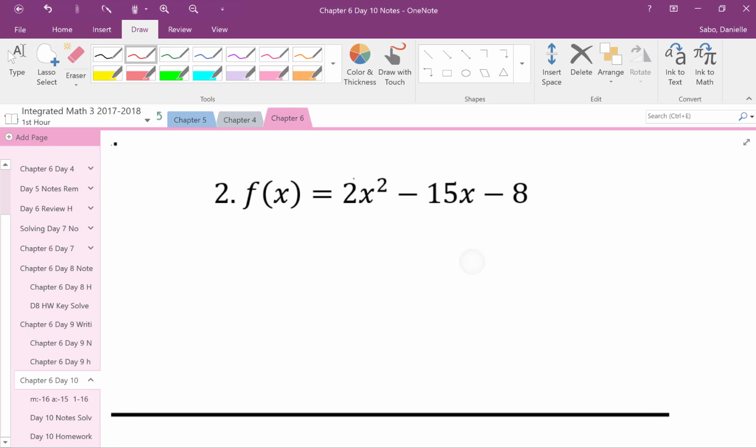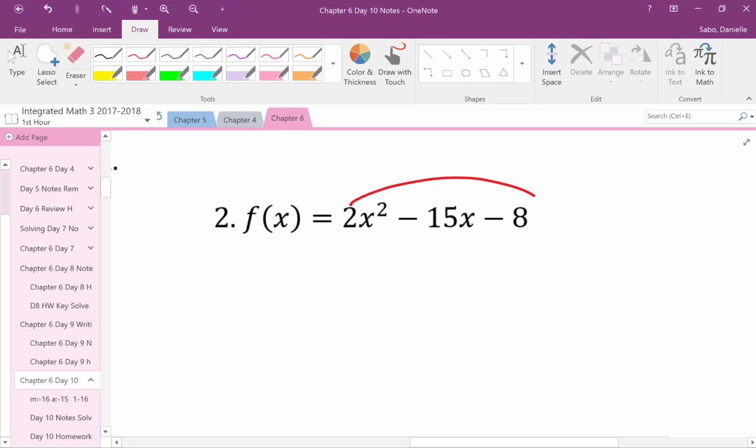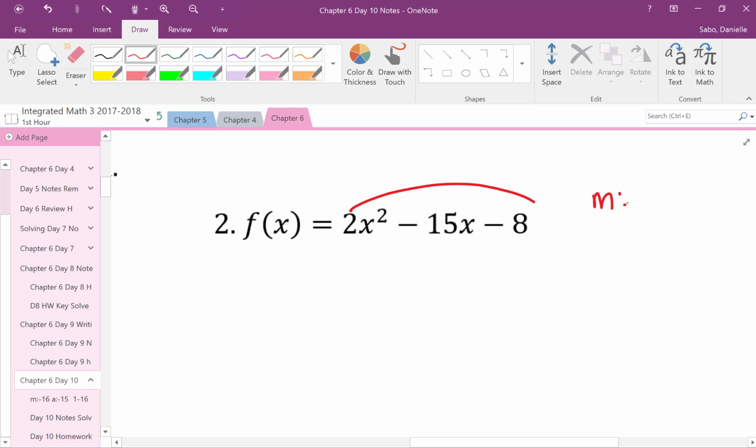You have to ask yourself what multiplies to 2 times -8, which is what? Good, -16. And adds to that middle term, which is -15. What 2 numbers did you find? -16 and 1. Good, -16 and 1. So these are the numbers I'm going to use when I start my factoring process.